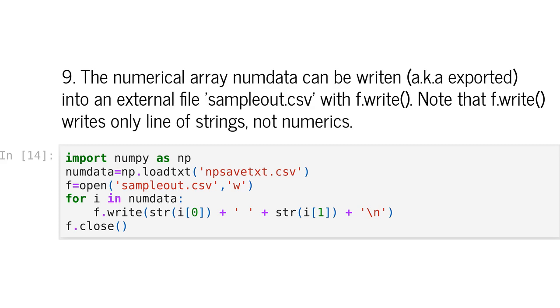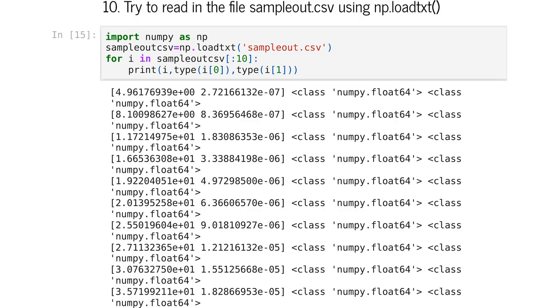Finally, fclose is called to ensure the file is properly closed and all data is written to disk. Now, let us see if the file sampleout.csv, which we created by manually writing strings of numbers, can be read back using numpy.loadtxt. This code block attempts to do just that.